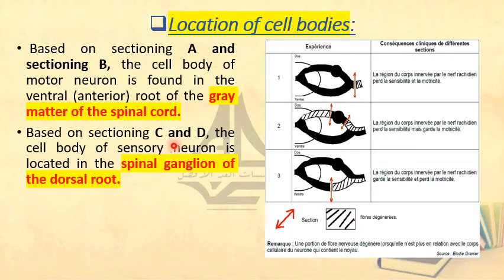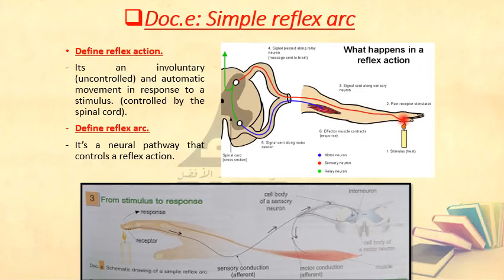And based on sectioning C and D, experiment 2, the cell body of the sensory neuron is in the spinal ganglion of the dorsal root. And this is what you have taken before. Now it will be more detailed and more clear. I'm gonna remind you with a reflex action. A reflex action is an involuntary automatic action controlled by the spinal cord.